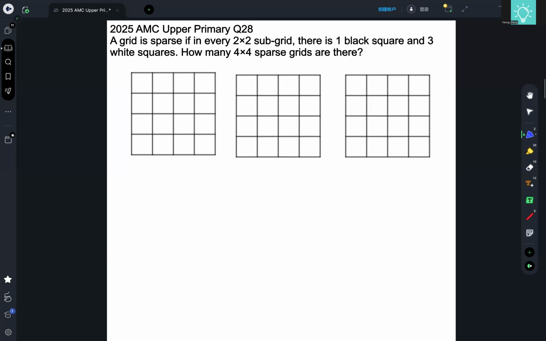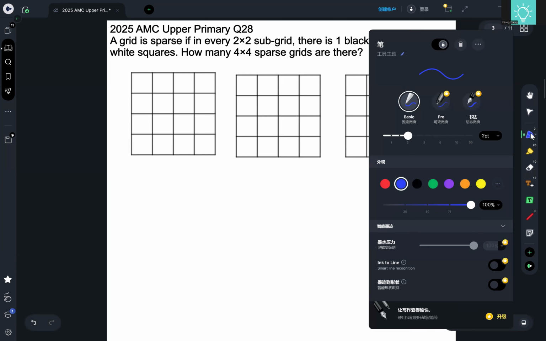In this video, I'll be going through the solution to the 2025 Australian Mathematics Competition Upper Primary Paper, question 28. In this question, they say that a grid is sparse if in every 2 by 2 subgrid there is one black square and three white squares. How many 4 by 4 sparse grids are there?